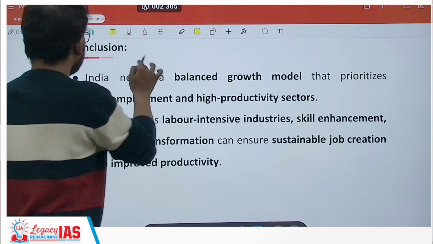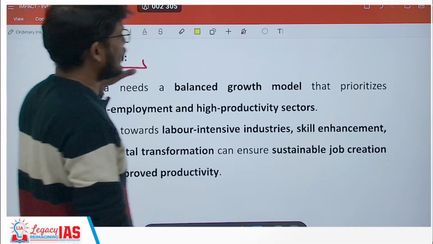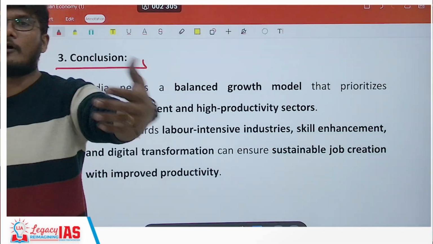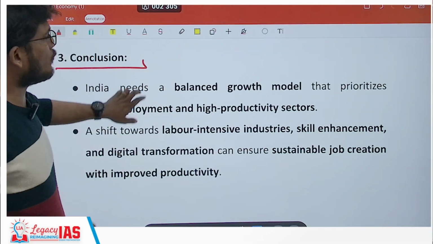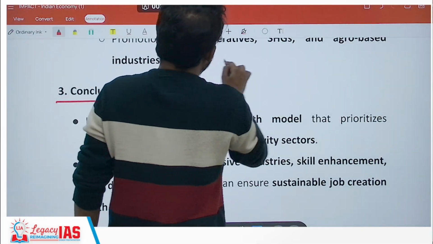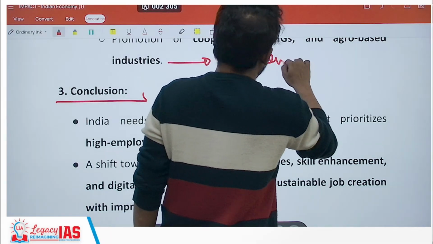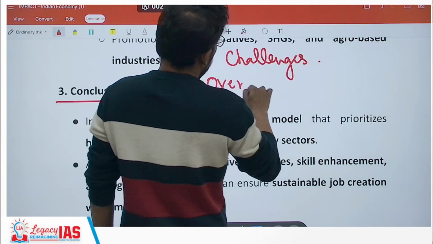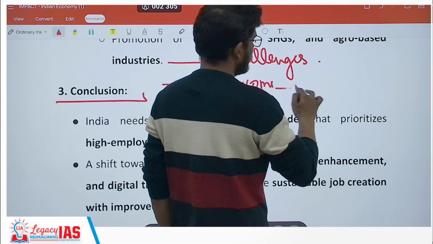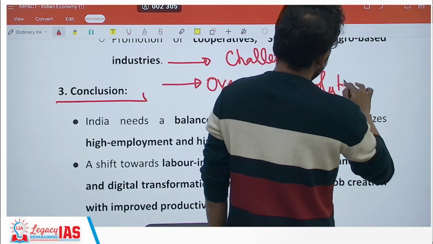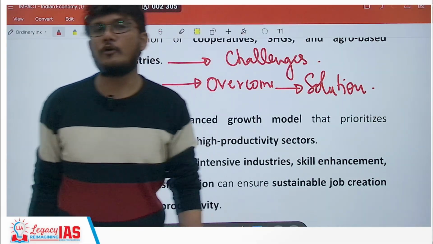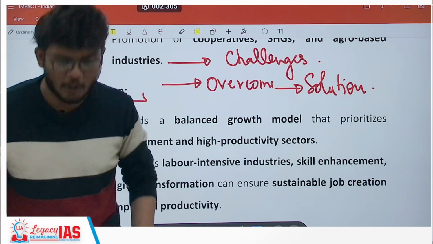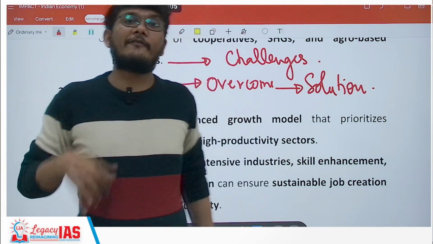Now conclusion. So in the conclusion, mention what all solutions you have talked about, the growth model that you have given. Since it's of 250 marks, you can also mention, however this growth model may have certain challenges. In one line mention it, however they can be overcome through the solutions. So mention those solutions and then conclude your answer. Why are we saying this? You have given the growth model. Does that mean that your growth model has no issue? No, it will also have issues.